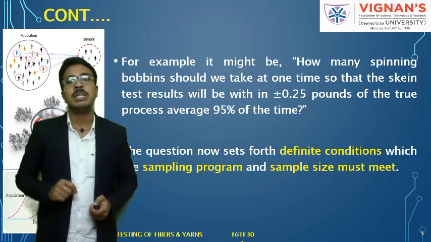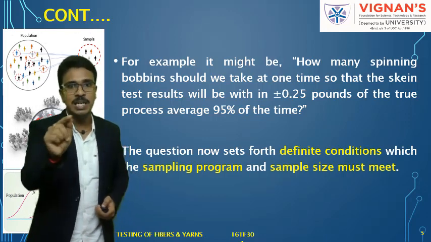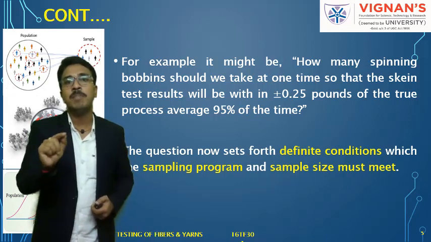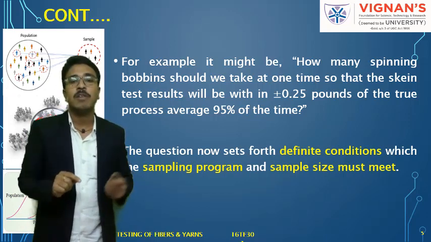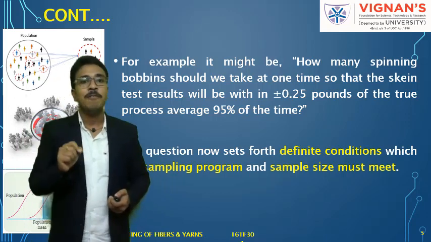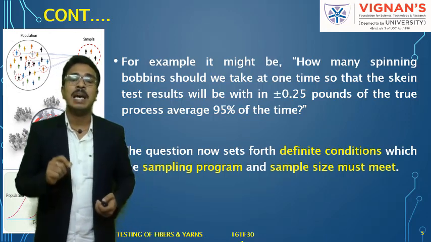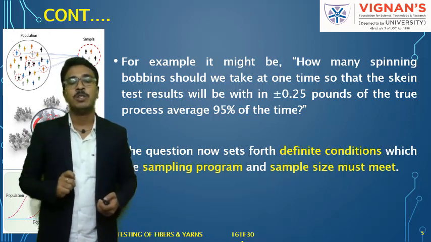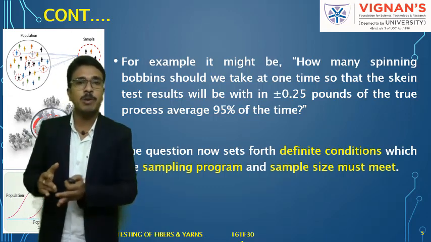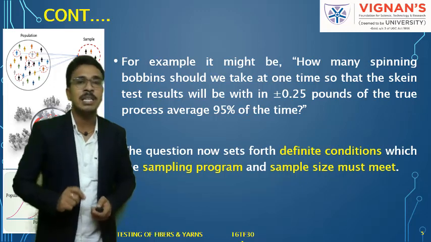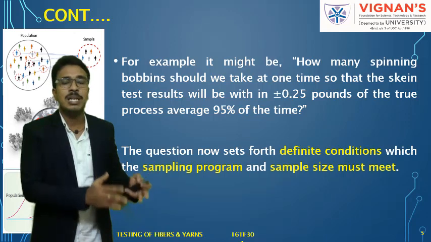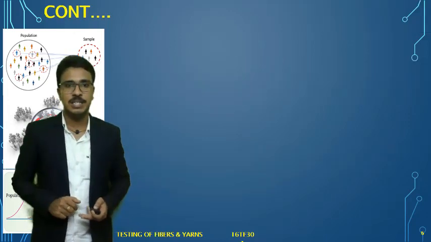If you look at the question, it says what the definite condition is. Here, what is the condition? The test results will be within plus or minus 0.25 pounds of the process average. This is the definite condition, which the sampling program and sample size must meet. This is how the question should be in the process of determining the sample size. There should be a definite condition which all the results should meet.